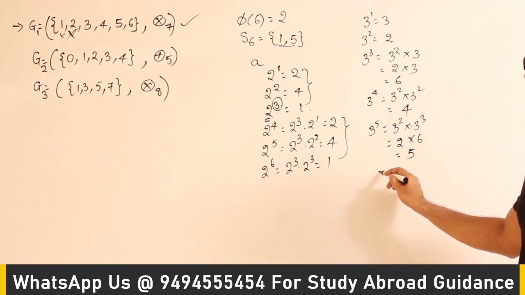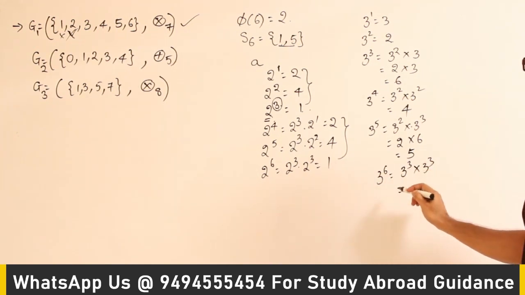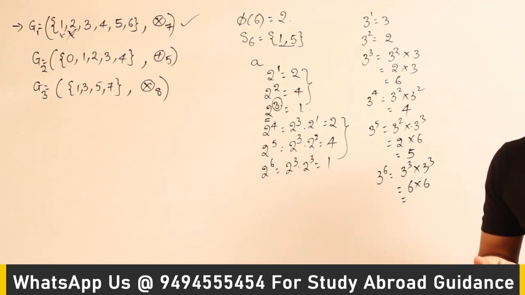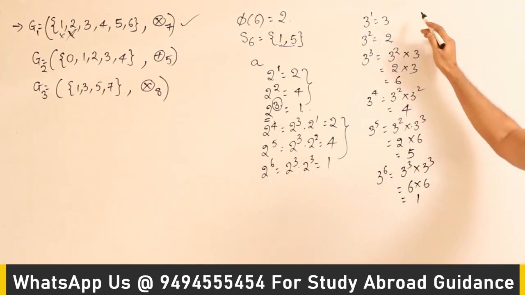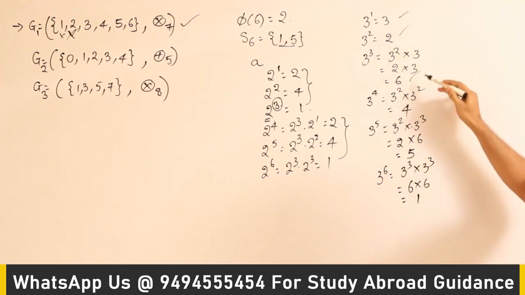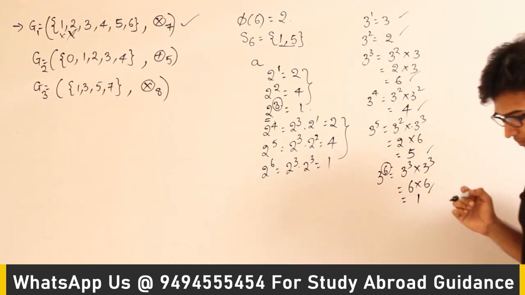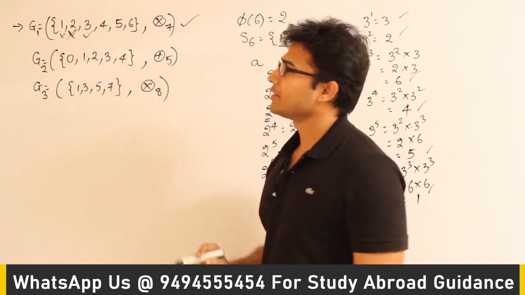And I think we got all of this, right? 3 power 6 is going to be 3 power 3 into 3 power 3, which is 6 into 6, which is nothing but 36 mod 7, which is 1. So we got all of them. So 3, 2, 6, 4, 5, 1. So definitely 3 is a generator. Even if you see this, order of 3 is also order of the group. The reason is 3 power 6 we got as 1. So from this we can clearly say that 3 is a generator.